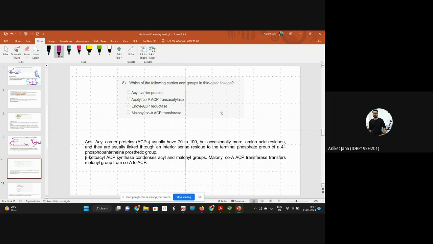Okay, acyl carrier proteins (ACPs) usually have 70 to 100, but occasionally more, amino acid residues, and they are usually linked through a serine residue to the terminal phosphate group of the 4'-phosphopantetheine prosthetic group. Beta-ketoacyl ACP synthase condenses the acyl and malonyl groups. Malonyl-CoA ACP transferase transfers the malonyl group from CoA to ACP. So option A is the answer.